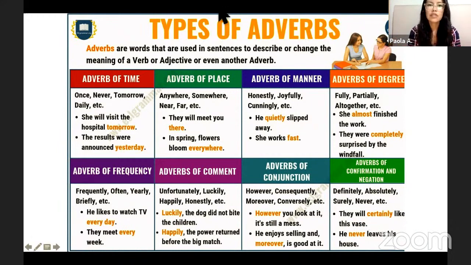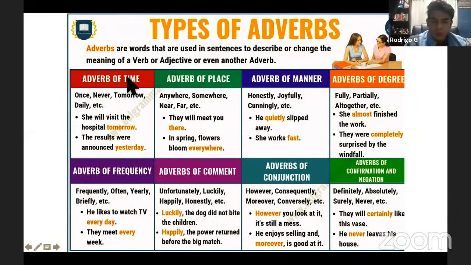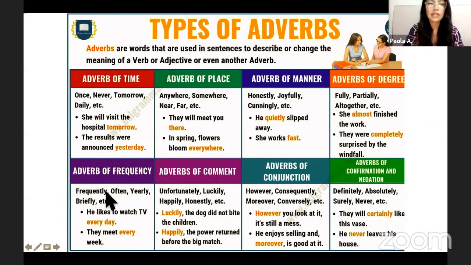Okay, so we're going to concentrate on adverbs of manner. Could you, Rodrigo, read the first sentence and Fabiana the second, please? He quietly, excellent, yes. He quietly slipped away. Excellent. All right. Fabiana, the second one, please.